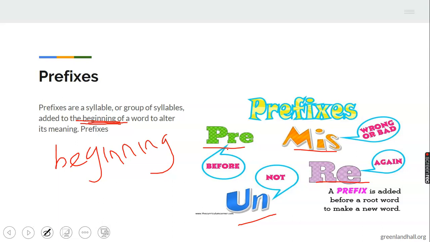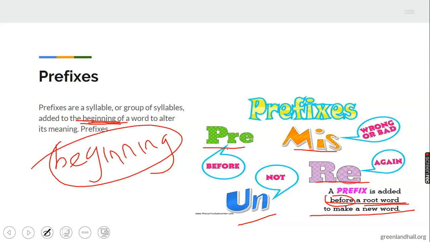Now I will say prefix again. A prefix is added before a root word. Before, at the beginning, to make a new word. You added before. Don't forget before. Or at the beginning of a root word.